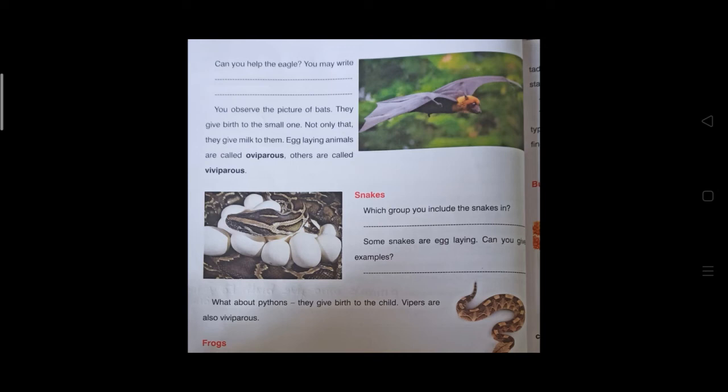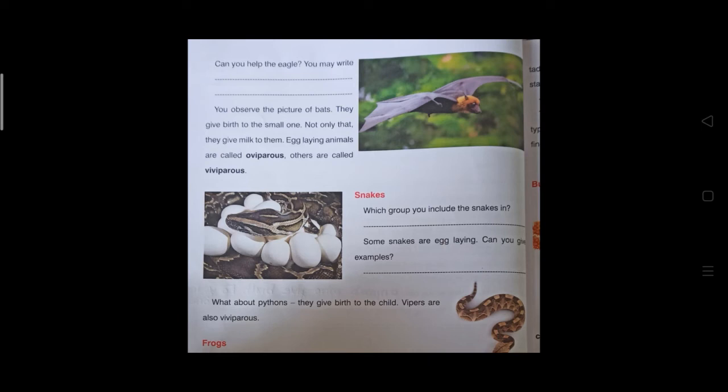The next point is about the snake. You need to identify whether this snake belongs to the first group or the second group. Which group will you include the snake in? Most of the snakes are egg laying and some snakes give birth to young ones also. Okay, you can write in both the groups. Next point is some snakes are egg laying. Can you give an example? There you can write the name of a snake which lays eggs.